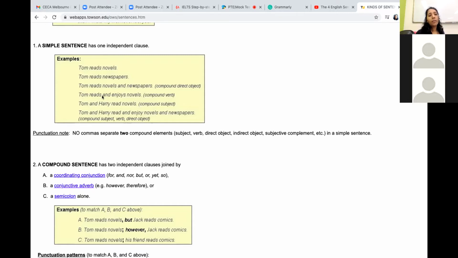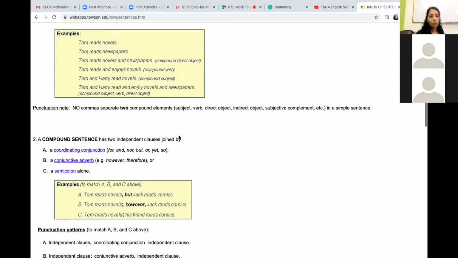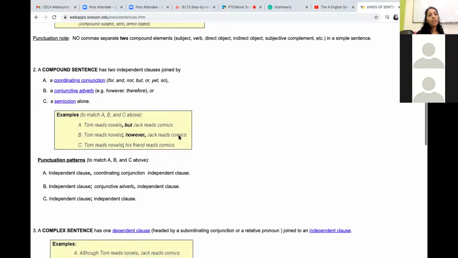So you can put in two verbs, compound verbs. So Tom reads and enjoys. So there are two verbs here. The verbs are connected by and, and there is an object. So even for compound verbs, there are no commas. So far, are we clear? Yes, ma'am. Okay. Now we go to our compound sentence.